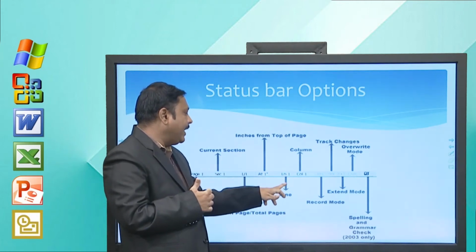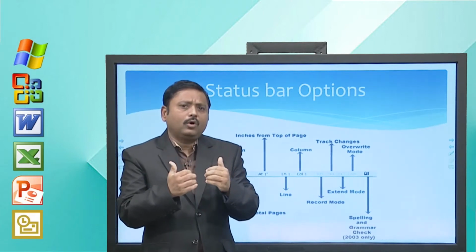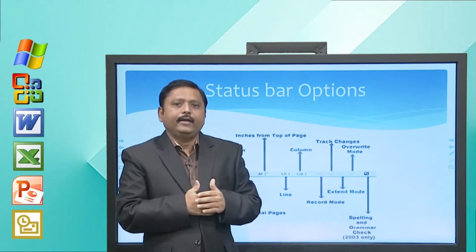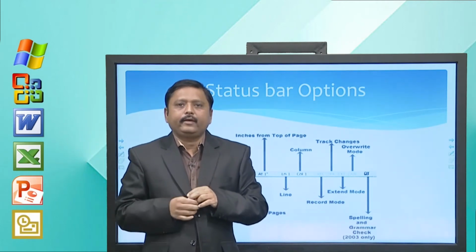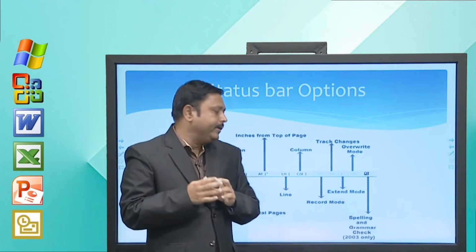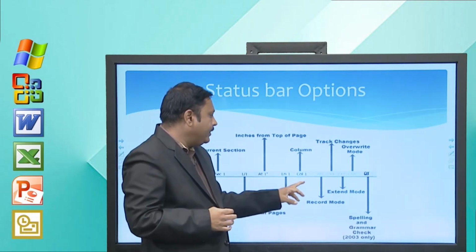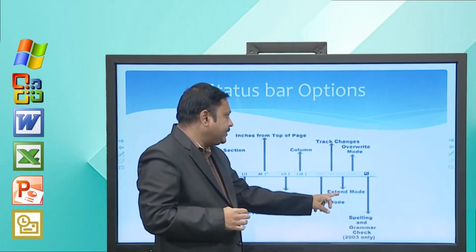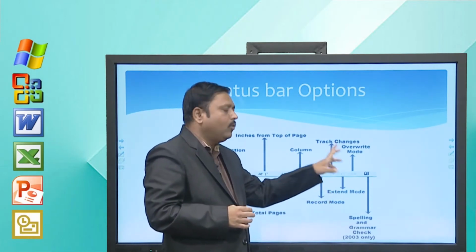Then there is the line and column. So, if you are on the 10th line, it displays 10, and if you are on the 20th character, it displays 20. So, this is the line number and column number. Then there is record mode, extend mode, track changes and overwrite mode.